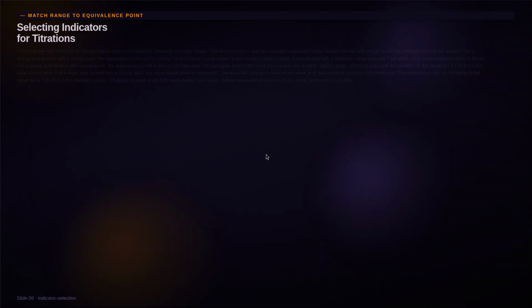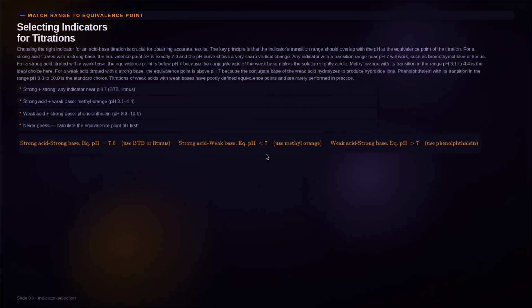This conjugated system absorbs light in the visible range, giving the characteristic pink color. In very strongly basic solutions above pH 12, further deprotonation creates a carbonyl form that once again breaks conjugation, returning the solution to colorless. Choosing the right indicator for an acid-base titration is crucial for obtaining accurate results.